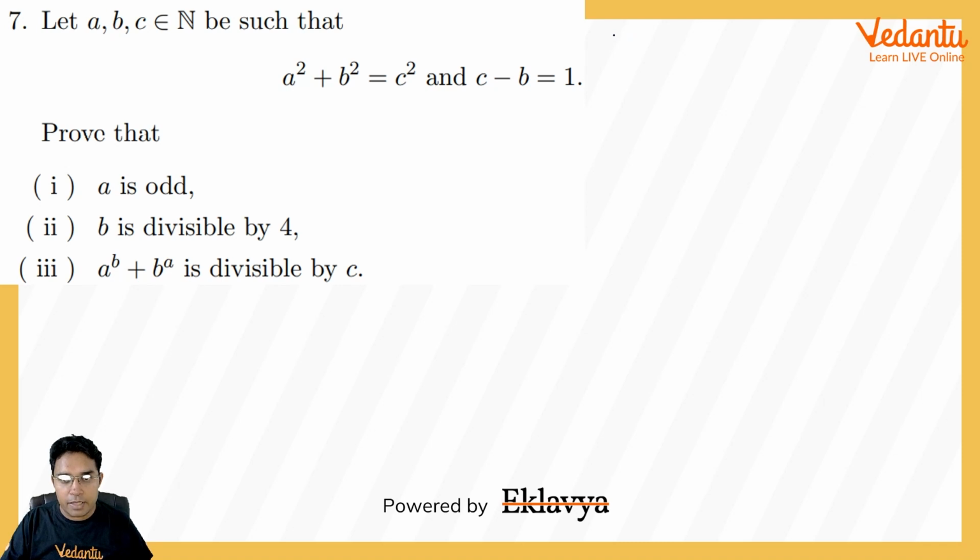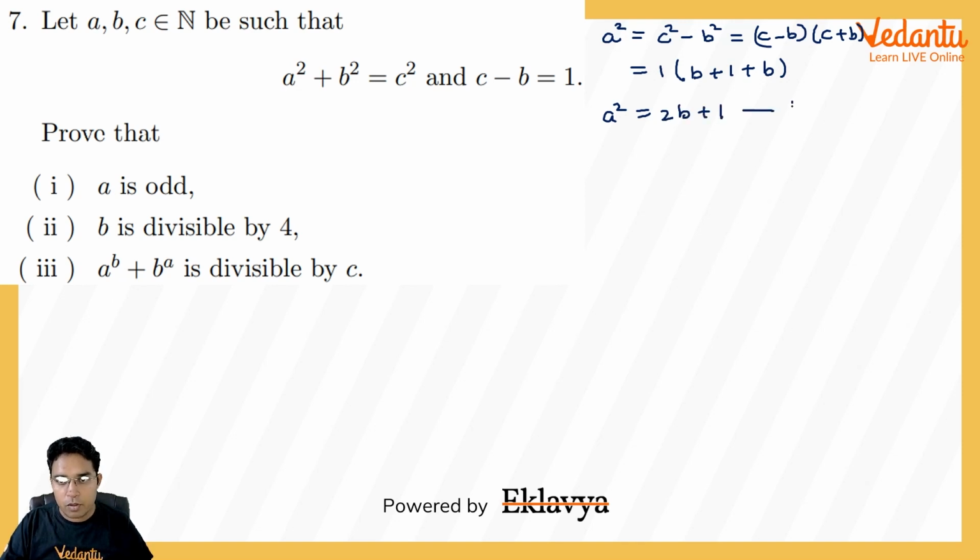Let us see how. A square can be written as C square minus B square. And C square minus B square, I can factor as (C minus B)(C plus B). C minus B is 1, and then I put C equal to B plus 1, so B plus 1 plus B. So this A square is actually coming out to be 2B plus 1. Let me call this equation number 1.